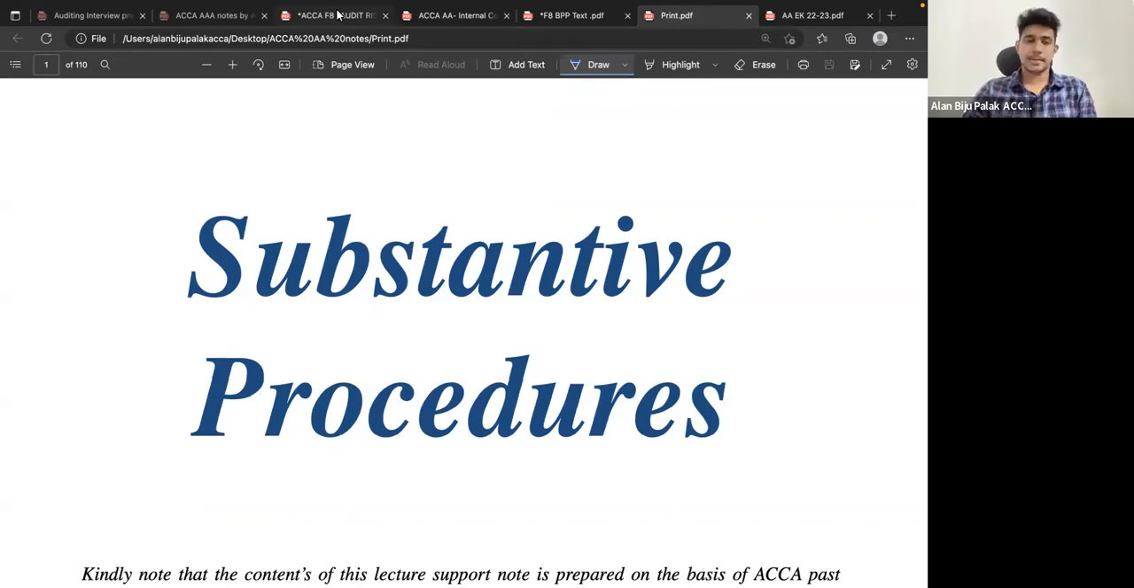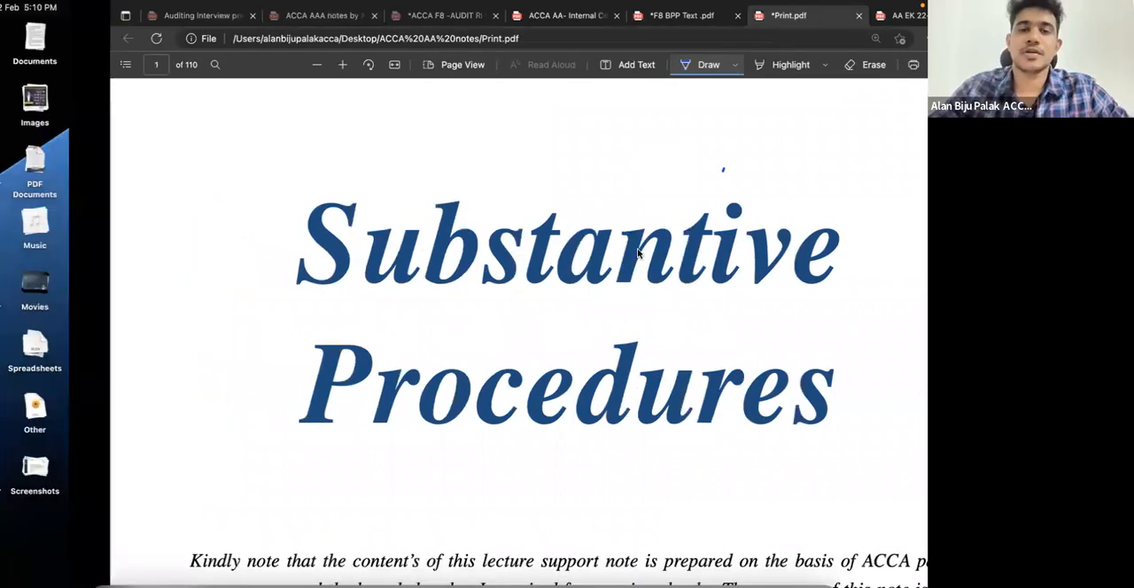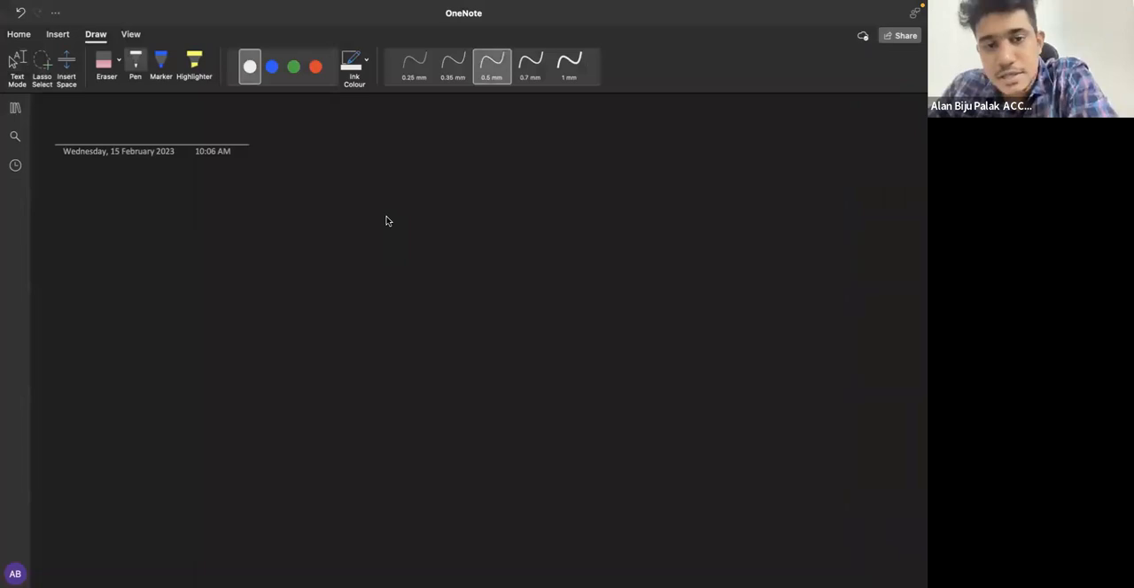When it comes to substantive procedures, we know that substantives can be asked in multiple ways during the course of your exam. Mainly, substantives will be part of either your 20 mark question or your 30 mark question. Substantives will also be one of the questions along with your audit risk. So substantive procedures will be tested in multiple ways.